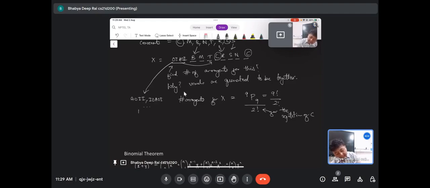So for this, I need to find the number of arrangements of vowels such that they are contiguous. That is nothing but, they can be arranged in 5 factorial or 5P5 many ways. But again, be careful here because even the vowels are repeating. So I is repeating 2 times and O is repeating 2 times. So this becomes 2 factorial times 2 factorial.